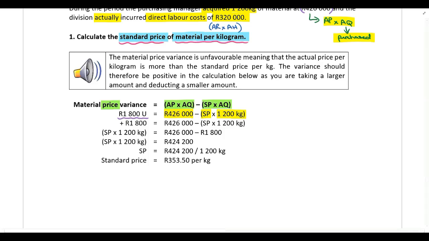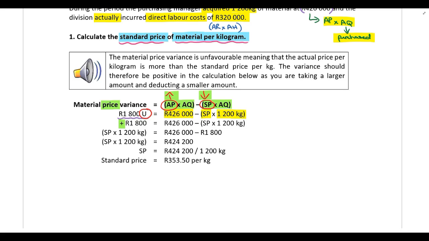All right. Now you just need to be careful. You need to think about this logically, guys. If this variance is unfavorable, what does that mean? That means that the actual price is more than the standard price. So the actual price must have been higher and the standard price must be lower, because that will result in an unfavorable variance if you actually pay more than the standard price. So what I'm doing in this calculation is I'm taking a high amount or a big amount and I'm deducting a smaller amount, which means this variance must be positive in my calculations.